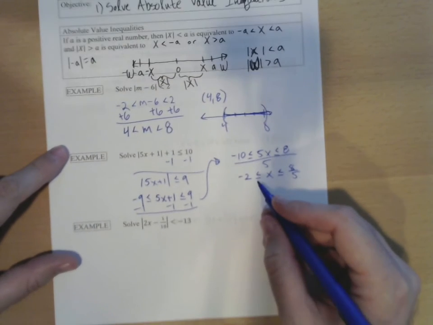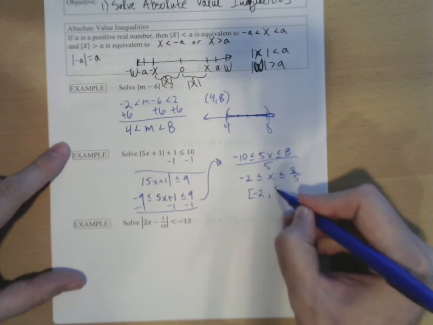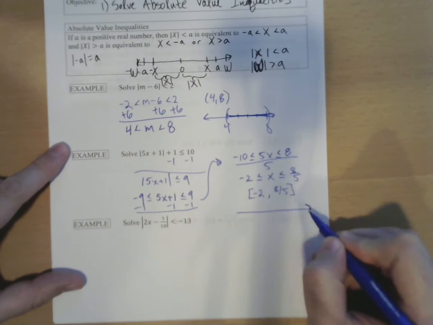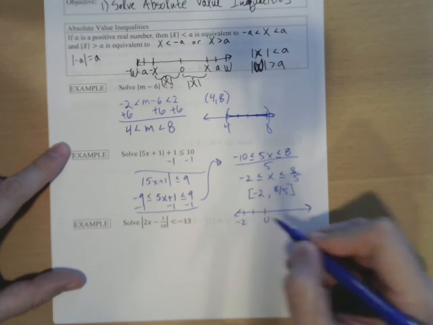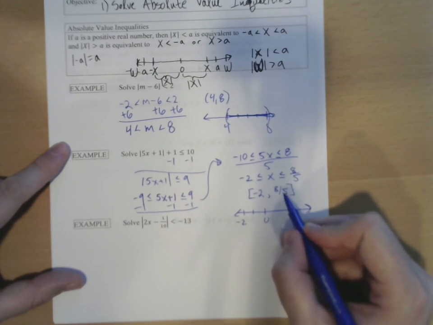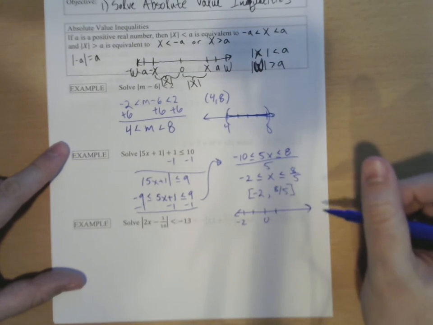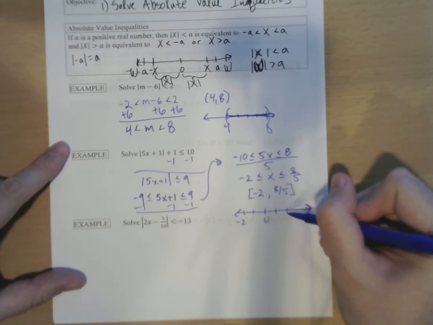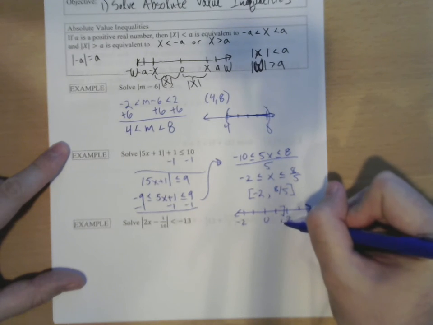So our interval solution is negative 2 up to 8/5 in brackets. And on the number line, if we put our 0 here, negative 2 is there. 8/5 is a little bit less than 2. So if this is 2, it would be about right here, that would be 8/5.